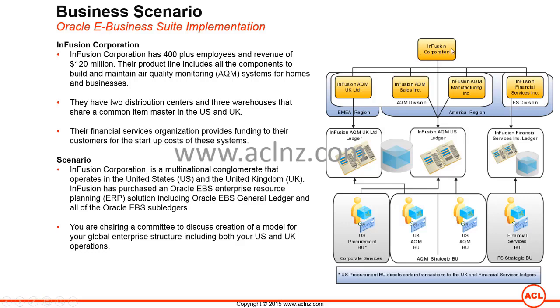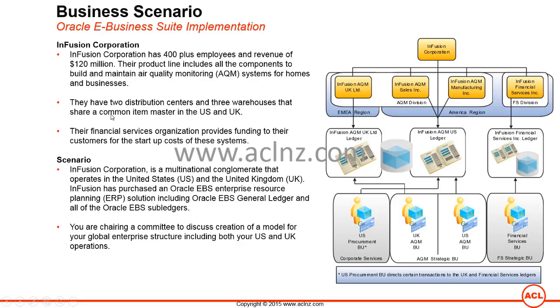Okay, now another business scenario for your understanding I have taken is of Infusion Corporation. So what is that? Infusion Corporation is a business group which has got 4 legal entities under it. It has got a total of 400 plus employees and a revenue of 120 million a year. Their product line includes all the components to build and maintain air quality systems for homes and businesses. They've got 2 distribution centers and 3 warehouses that share a common item master in US and UK. So apart from the companies, these are 4 companies, one for EMEA region, 2 companies for Americas region, and 1 company looks after their financial services division.